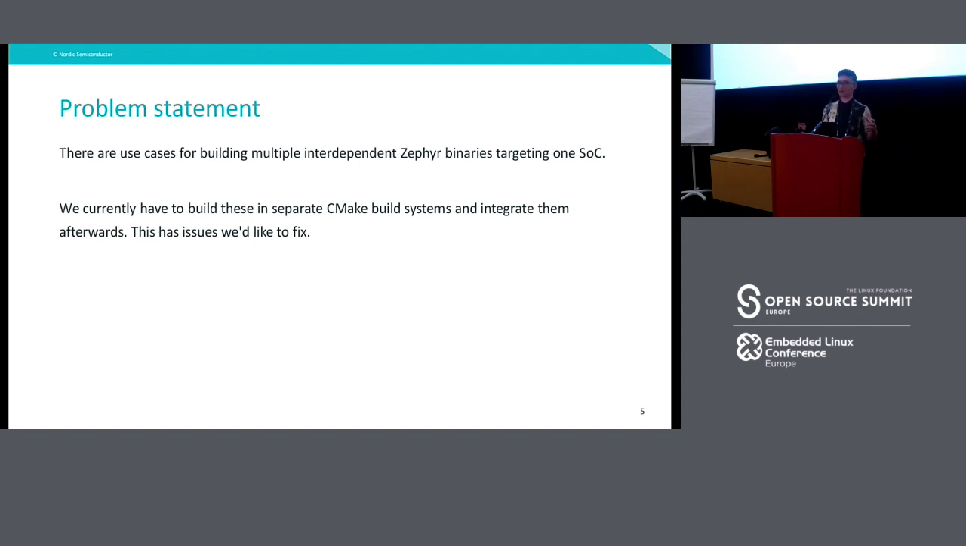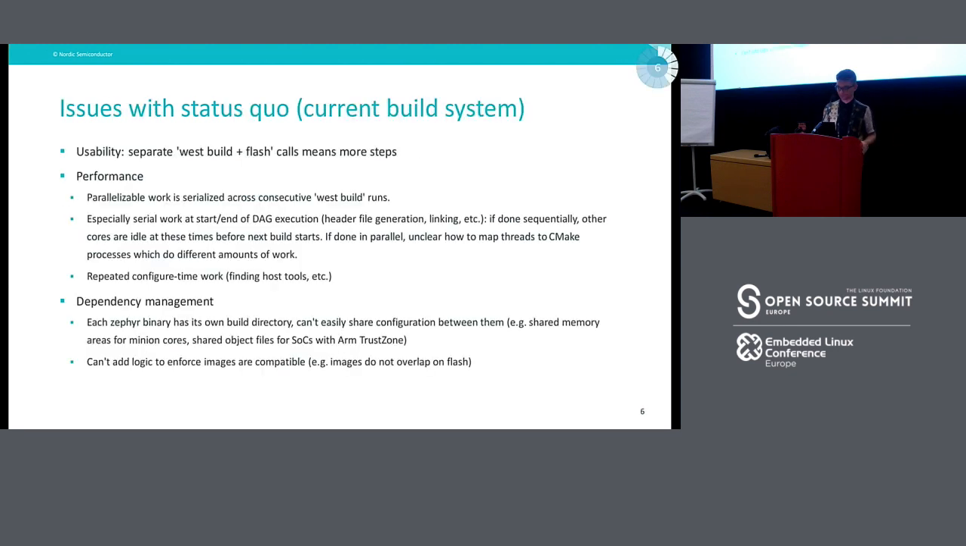The way that we can do this now is that we can create a separate build system for every one of these binaries, and then use whatever tools we choose to validate the interdependencies between them, or pass dependencies between them, and then get them running on our boards, right? There are some problems with this, which I will go into, and we have a proposed solution, but that's what we're here to discuss.